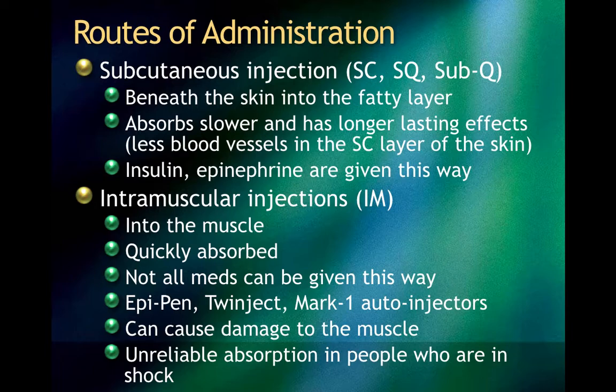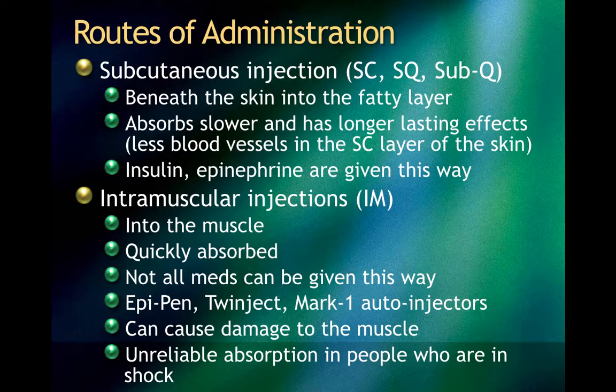Your EpiPens, most of your emergent epinephrine injections are going to be intramuscular. Mark 1 autoinjectors are used for organophosphate poisoning and cyanide poisoning. Don't be concerned with that. That's beyond your scope, but it's an IM injection. It causes mild damage to the muscle, will typically cause bruising and some soreness.